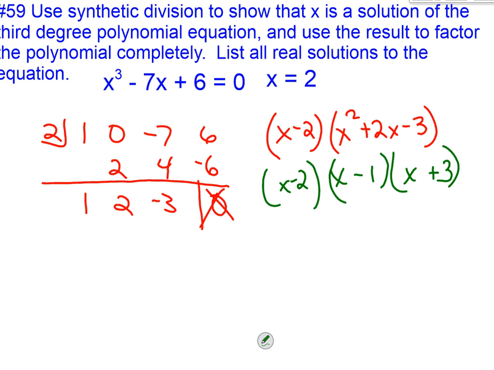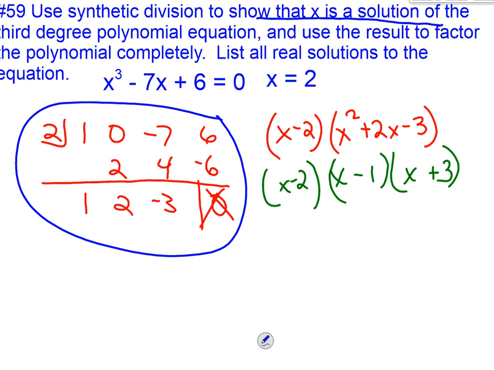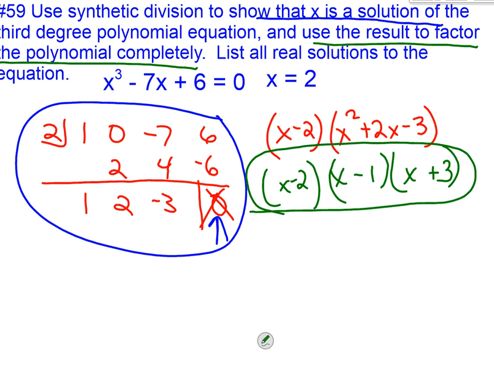So the answer to the first thing was to show that x is a solution. That's what we did right here, showing that the remainder was 0. The second thing we had to do is use the result to factor completely. And so this is factored completely. And what's the third thing we have to do? List all the real solutions.